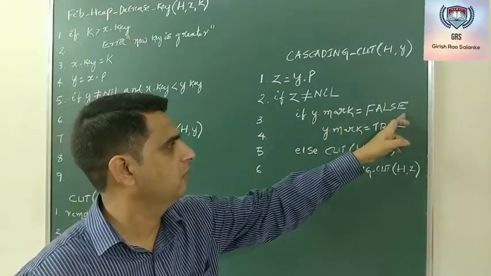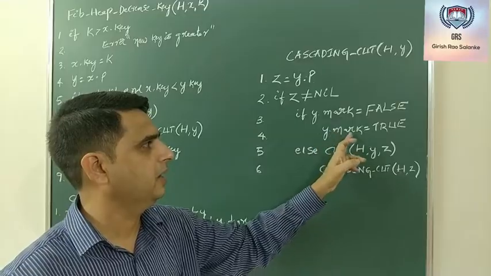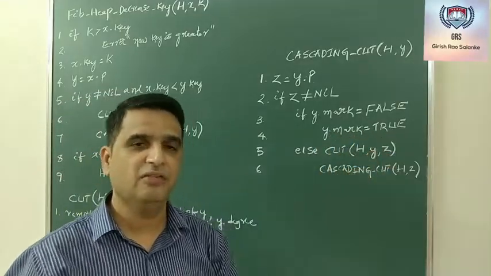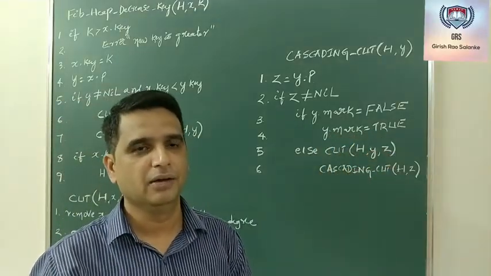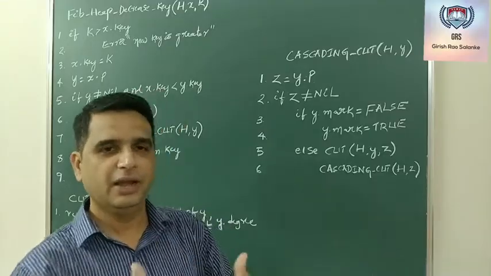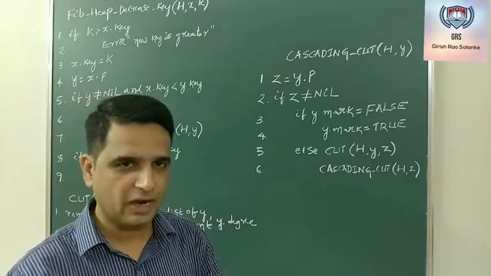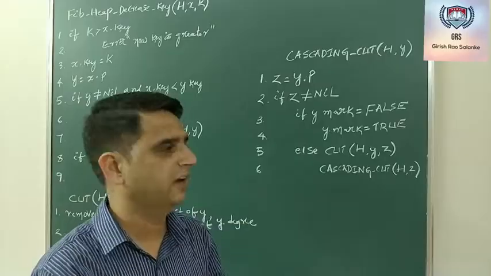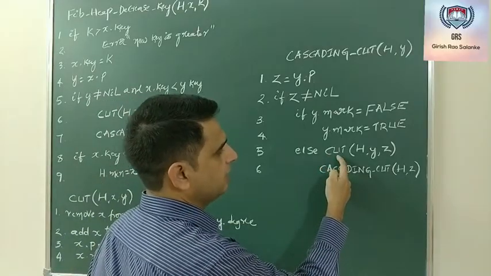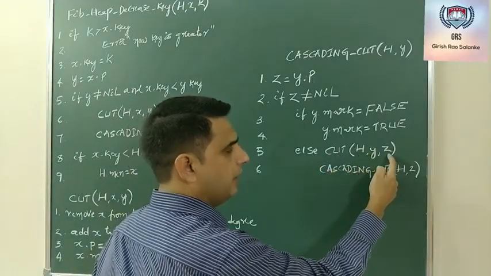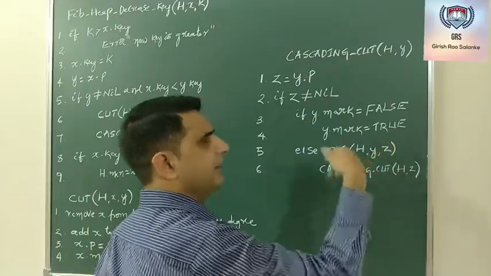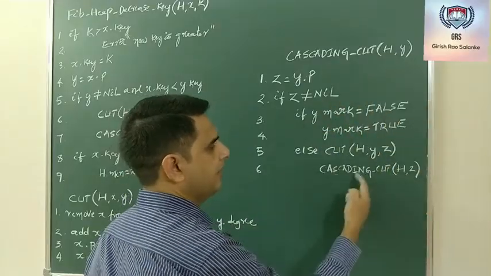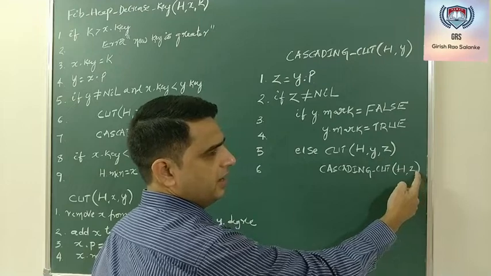If y dot mark is equal to false, then I am marking y dot mark is equal to true. In case y has already been marked, then I need to go further. I need to perform a cut once again, and I perform the cascade cut. Else I need to cut h comma y comma x, that is the parent and its parent, and perform a cascade cut on h comma z.